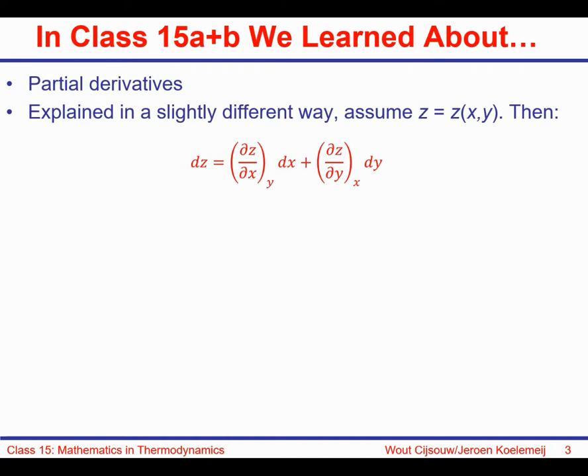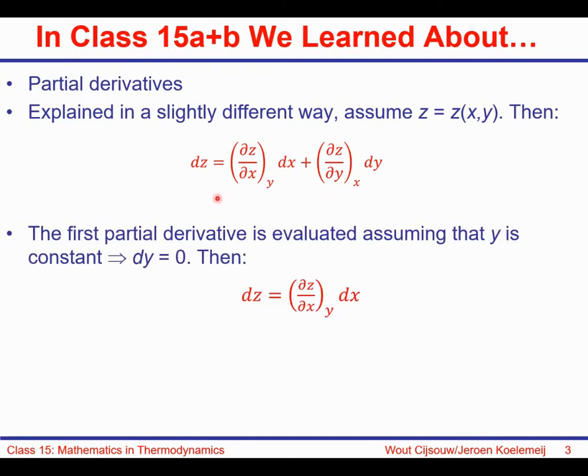So let's assume we have again a function z, which is a function of independent variables x and y. Then we can write the total differential in terms of these partial derivatives. And we learned that to evaluate this first term, well, we could take the derivative of z with respect to x, assuming that the variable y was held constant. That's the same as saying that dy is 0. And if we plug in dy equals 0 in this expression here, we end up with this equation.